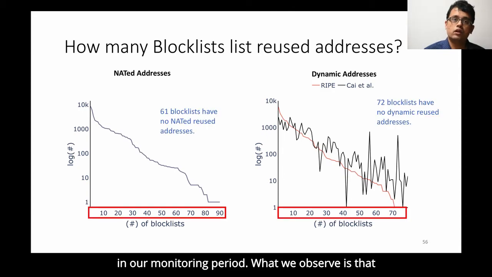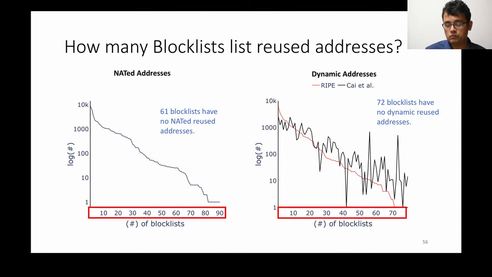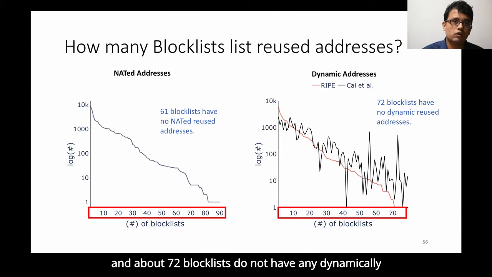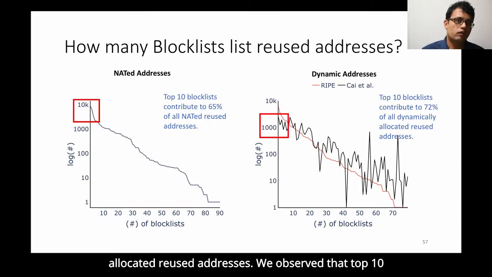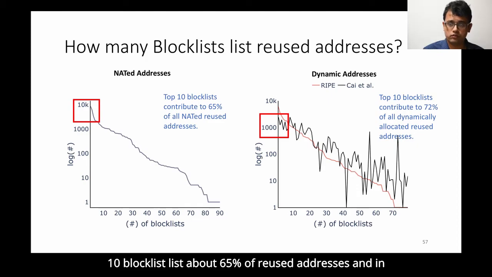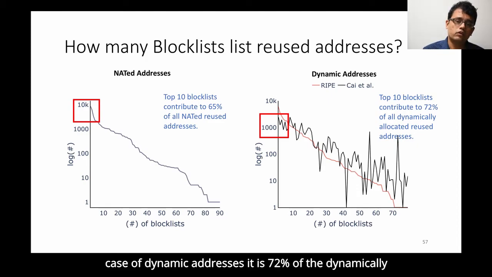What we observe is that about 61 blocklists do not list any natted reused addresses, and about 72 blocklists do not list any dynamically allocated reused addresses. We observe that the top 10 blocklists contribute the most reused addresses. In case of natted addresses, about 65% of them list all the natted reused addresses, and in case of dynamic addresses, about 72% of them list all the dynamically allocated reused addresses.